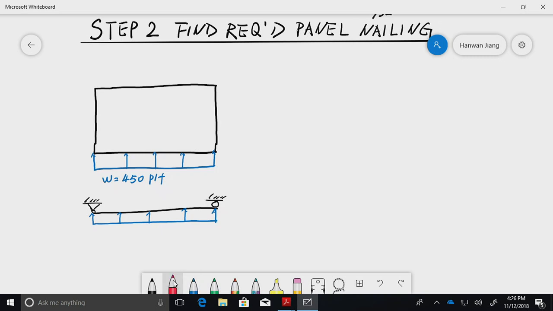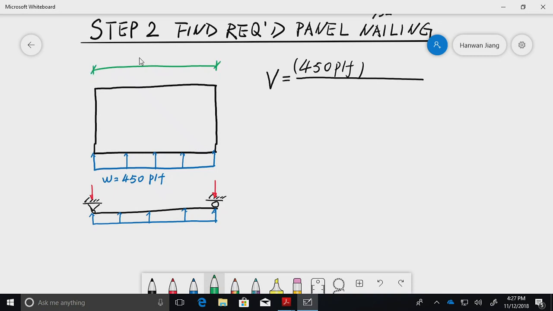And the total shear force at the edges should be equal to the reaction. And so we can find out the reaction. The total shear force at the edges should be equal to 450 PLF times the span length. The span length is 80 feet.